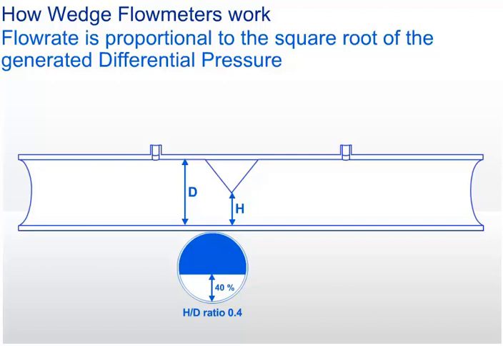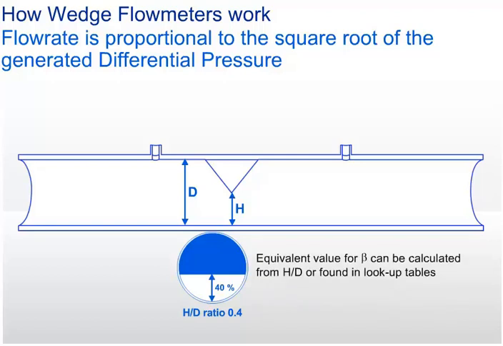As with an orifice plate, the size of the opening determines the amount of differential pressure produced for a given flow rate. Just as an orifice plate bore can be expressed as a beta ratio, so can the wedge, but the maths is different due to the difference in the opening shapes. In the case of wedges, if the equivalent beta ratio needs to be known, it can be calculated from the H/D ratio.